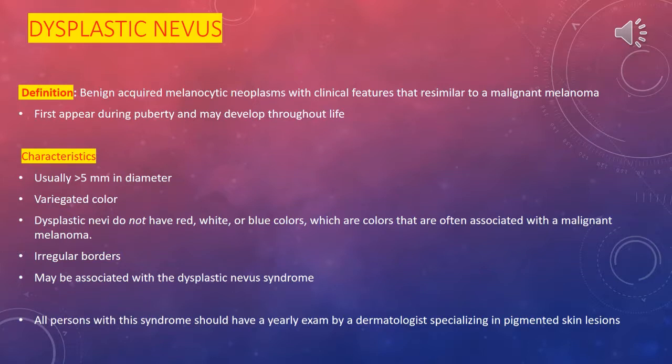They first appear during puberty and may develop throughout life, usually greater than 0.5 centimeter in diameter. Again, variegated color: you can see pink, tan, brown, or dark brown color with an erythematous background, or irregular borders, which is suspicious for melanoma. They may be associated with dysplastic nevus syndrome, which is an autosomal dominant syndrome associated with greater than 100 nevi on the skin.